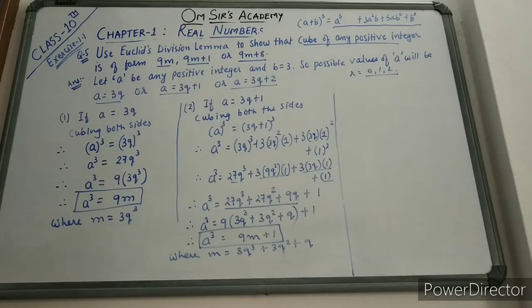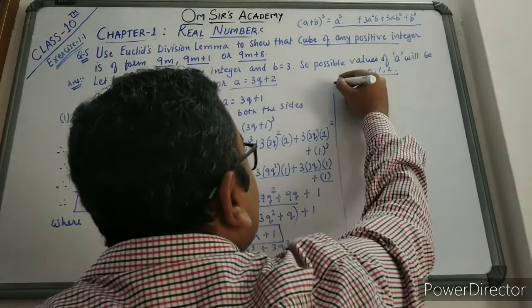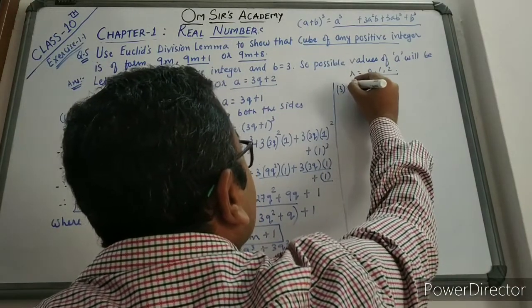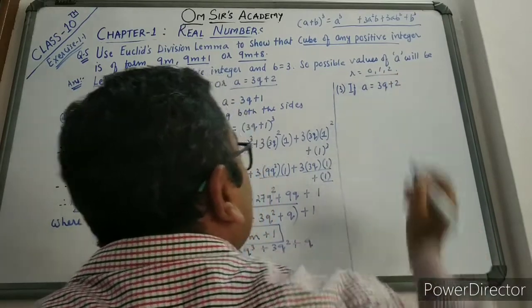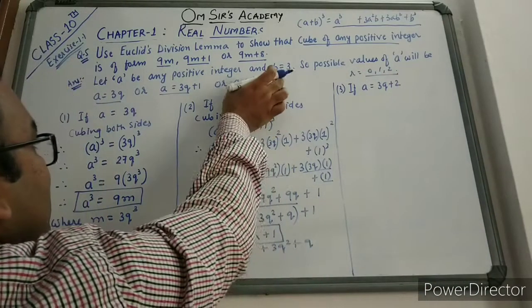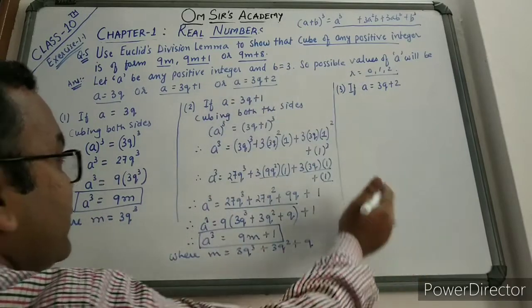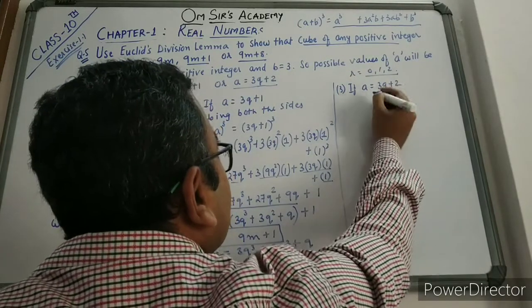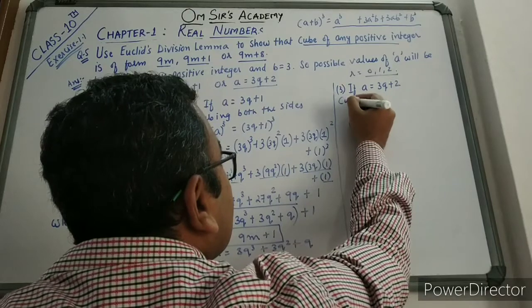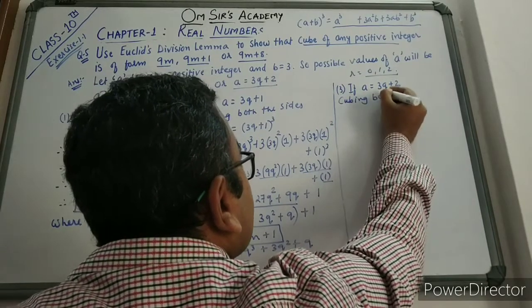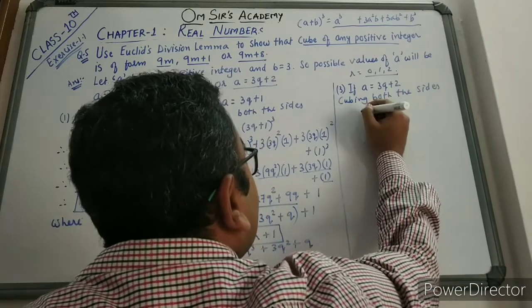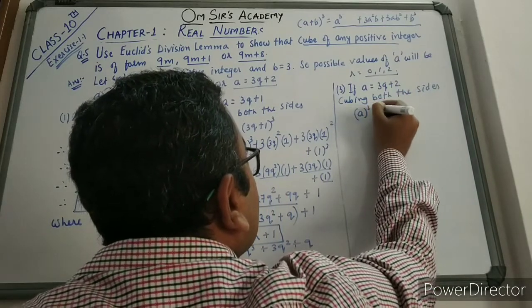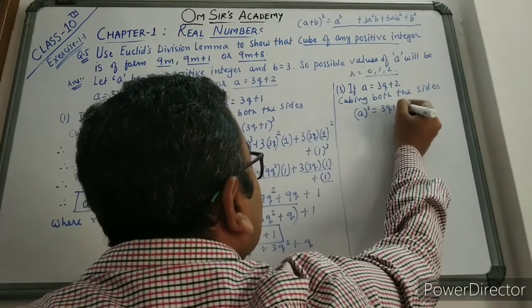Is it clear, friends? Let us move to the third part of the integer. Third integer is what? If a is equal to 3q plus 2. Okay, this third integer, a positive integer. So if I cube both the sides, what I will get? Cubing both the sides, I will get a cube, a the whole cube, that is equal to 3q plus 2 the whole cube.